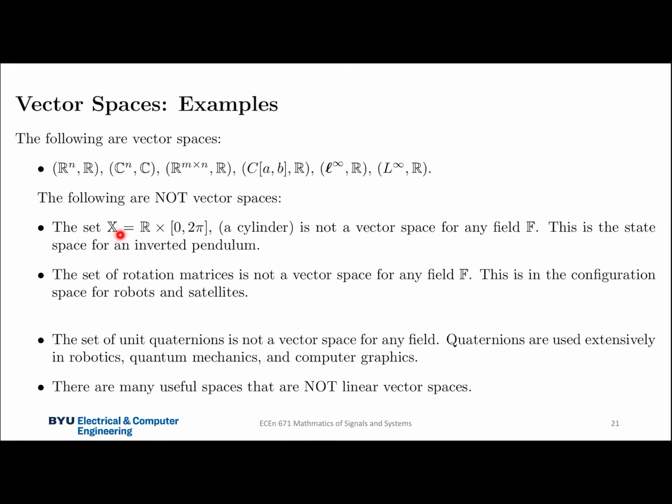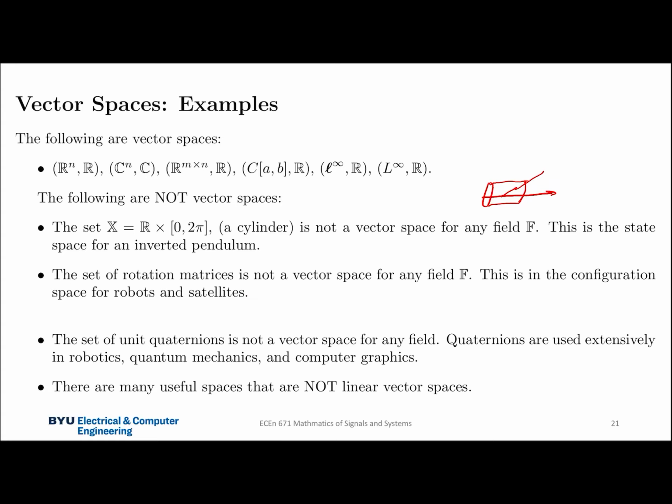But things that aren't a vector space, so for example, if you take the Cartesian product of the reals with 0 to 2 pi, so you have a real number and then you've got 0 to 2 pi. This is a cylinder. This thing is not a vector space. Again, you take an element out here, and if you scale it, you immediately go off of the cylinder. And this is the state space for an inverted pendulum, where you've got the angle and the velocity. So you have a lot of interesting spaces that are not vector spaces.